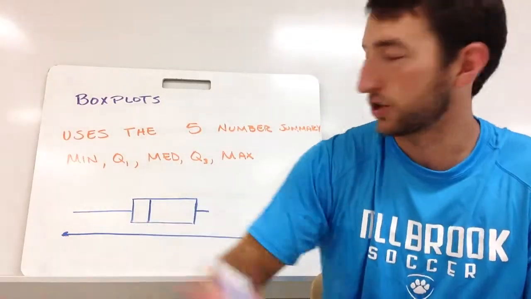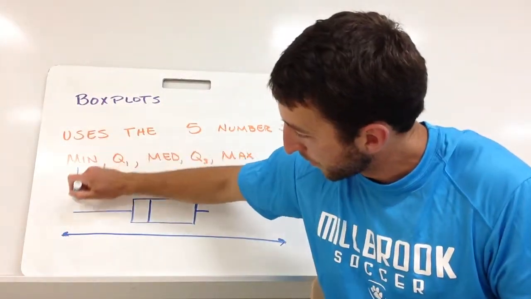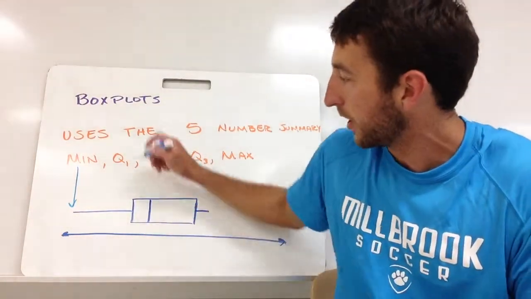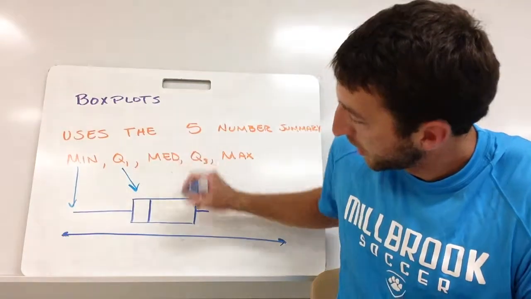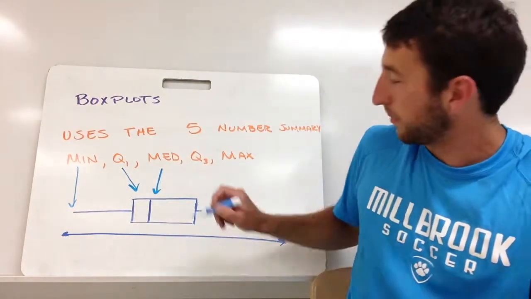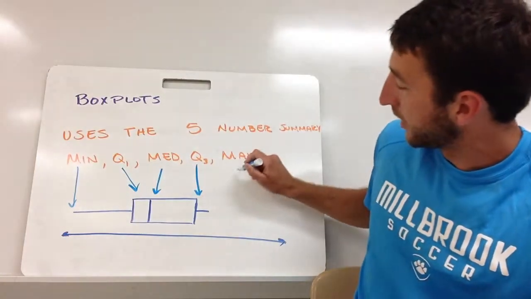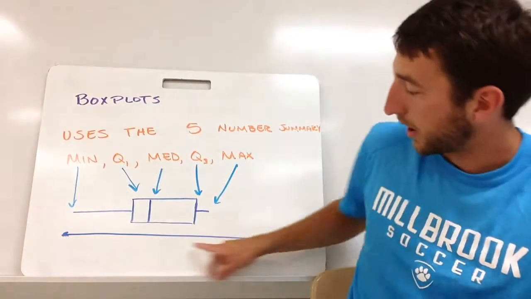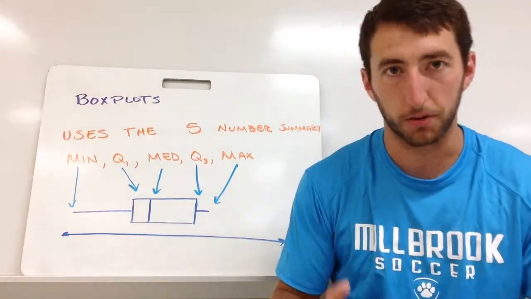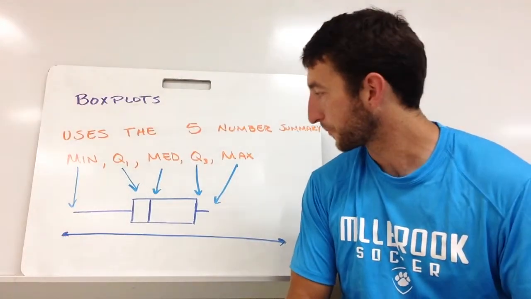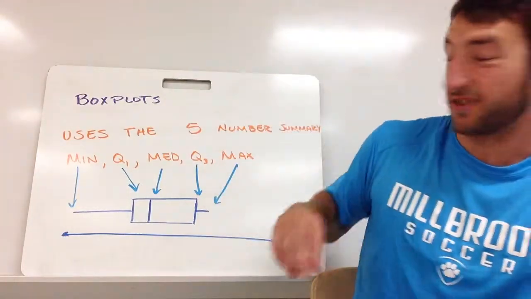So the way that those match up, the minimum will go right here on your box plot, or box and whisker plot if you've heard that before. Q1 is right here. Your median is that big line right in the middle. Your Q3 goes here. Your maximum goes here. Down here is a number line that you've got to make sure that you label appropriately and use the same intervals for the whole time. All right, so let's do an example.